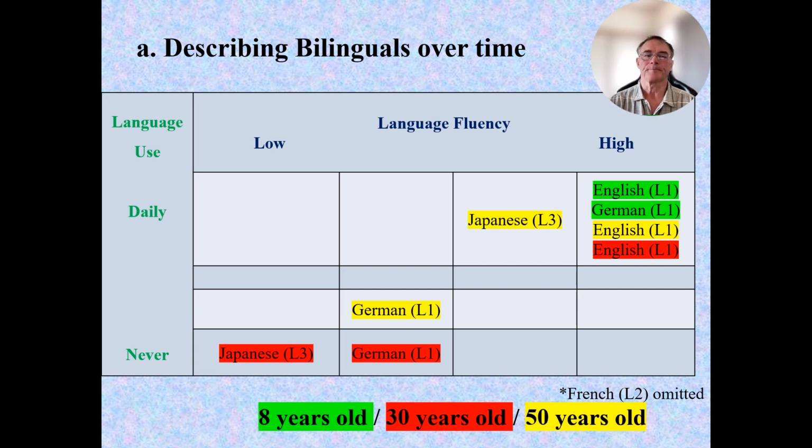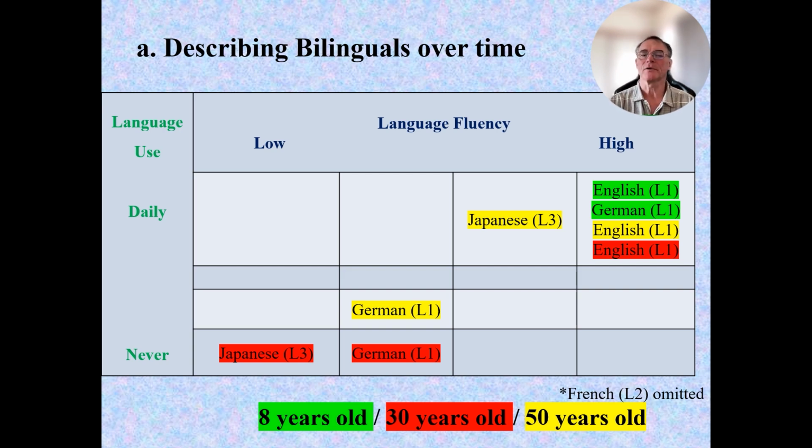So let's look at when I was 8 years old. I spoke both English and German, and they could be considered my native languages. And I used them every day, and my fluency was mostly equal in both languages. Outside of the house, I spoke English. I was born in Canada, so I spoke English outside. In the house, I spoke German with my family.